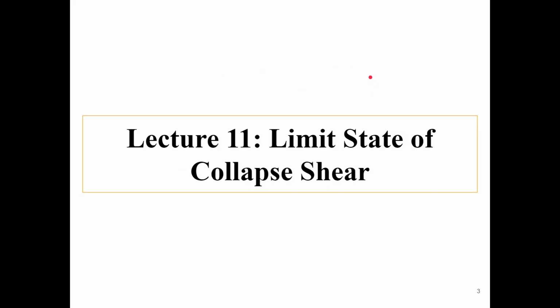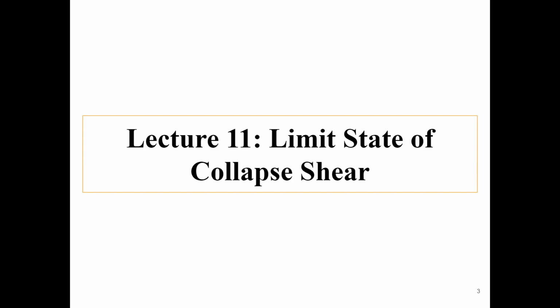In this class we will try to understand the limit state of collapse in shear. We will see how to design a beam section under the criteria so that it resists shear, so that it has the capability of resisting shear. In the last classes we designed for flexure, the bending. Here we will go through one more limit state of collapse, which is shear.